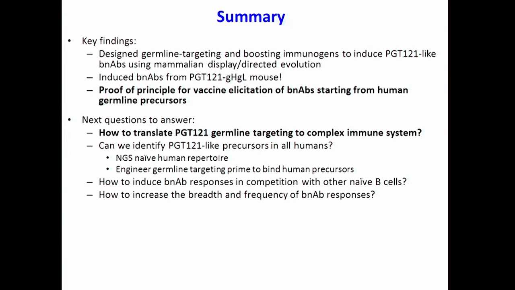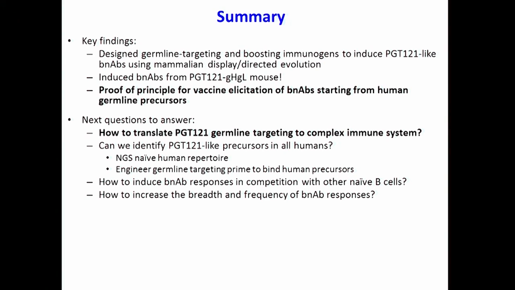And the most important question now is, how can we translate this to an animal with a more complex immune system? Eventually we'd like it to work in a human. And related to that, can we identify PGT-121-like precursors that are present in all humans? And we're working on that. We're doing next-gen sequencing of the naive human repertoire. We think we do find PGT-121-like antibodies in all humans. And we're currently trying to engineer our germline targeting prime to bind to those antibodies that we find.